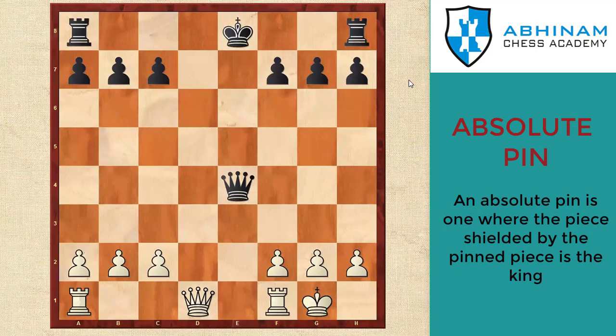What do you mean by absolute pin? An absolute pin is when any piece is in the standing line, sweeping line or cross line of the king, then it is called a pin, right?